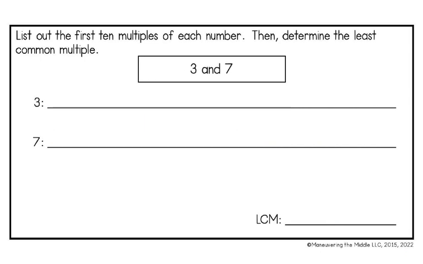So let's practice again with the numbers 3 and 7. So again, we're going to list the first 10 multiples. So 1 times 3 is 3. 3 times 2 is 6. 3 times 3 is 9.